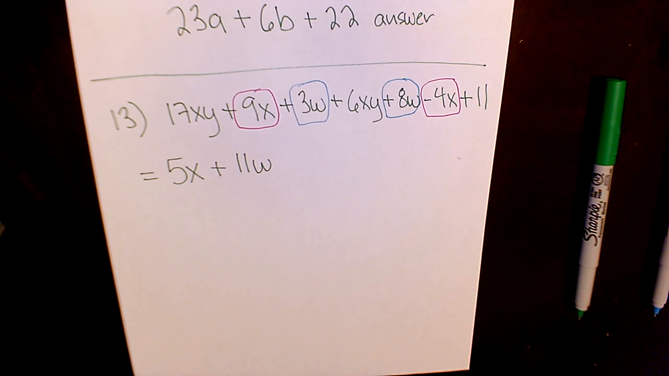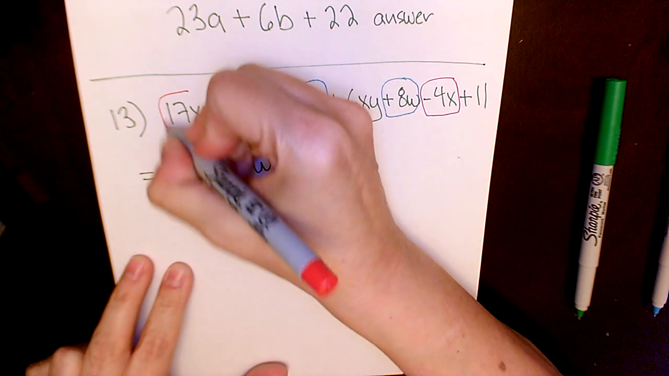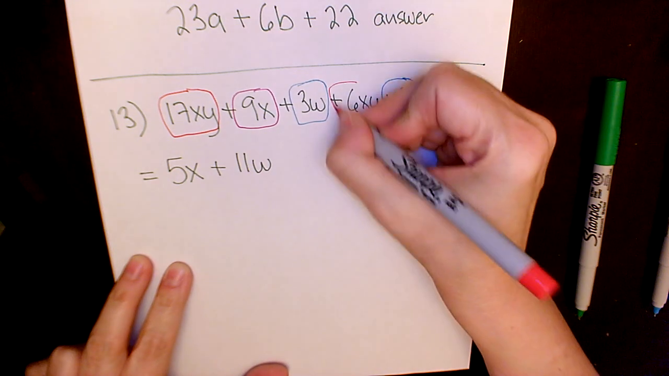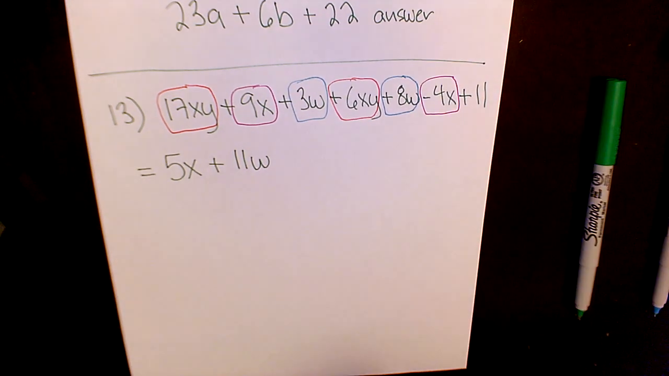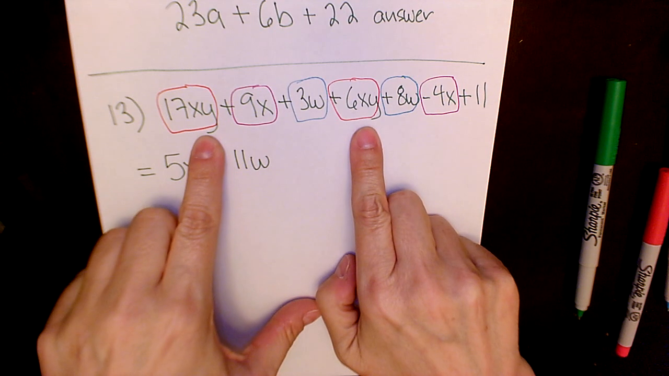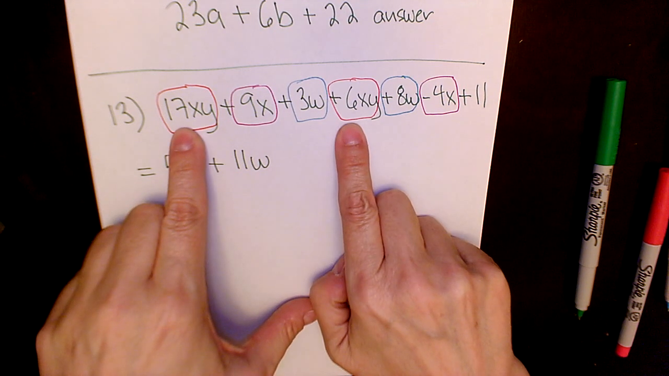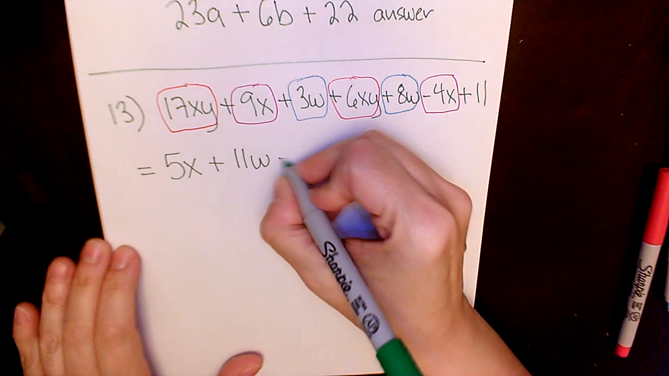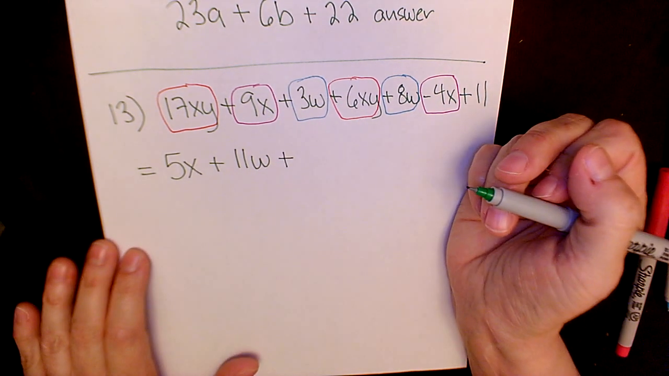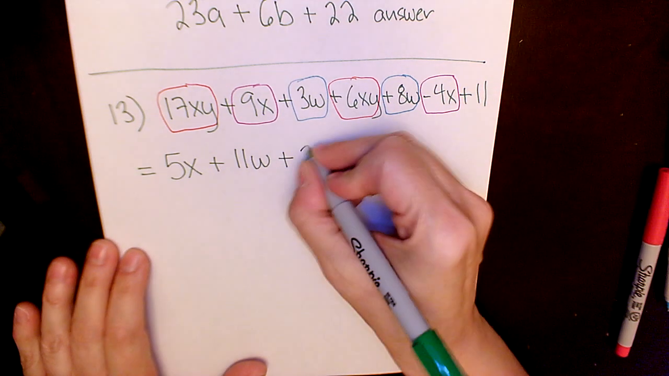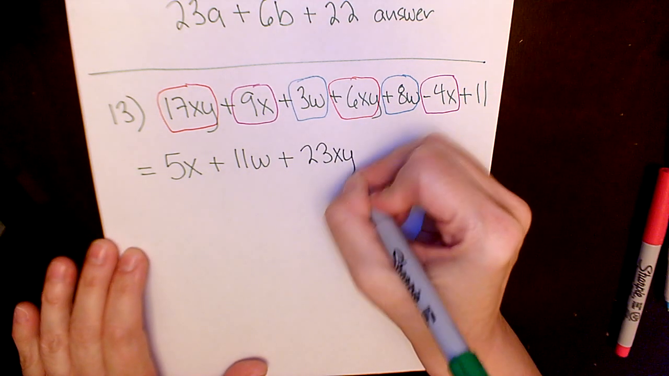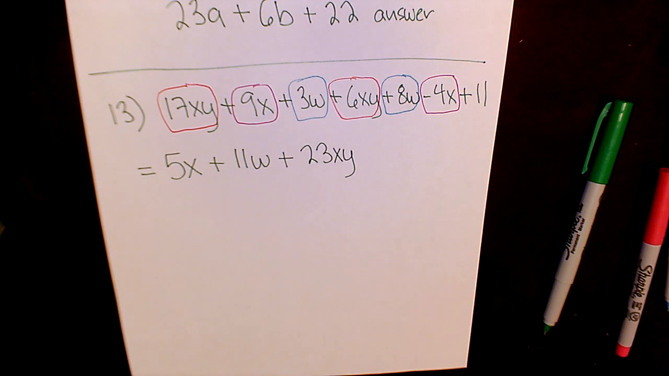Okay, I'm getting down to the end here. I've got xy's that go together. So 17xy, in another color, and 6xy. These two match up because they both have xy together. So take your 17 and your 6. What's 17 and 6? 23, and bring the xy with it. So I just added 17 and 6.